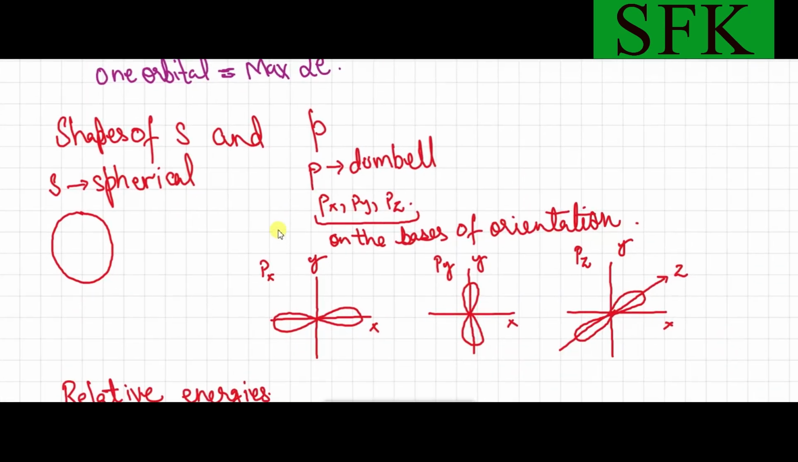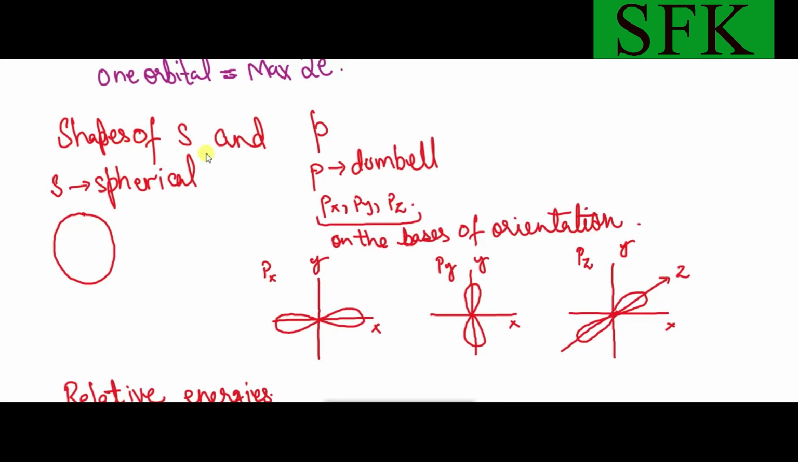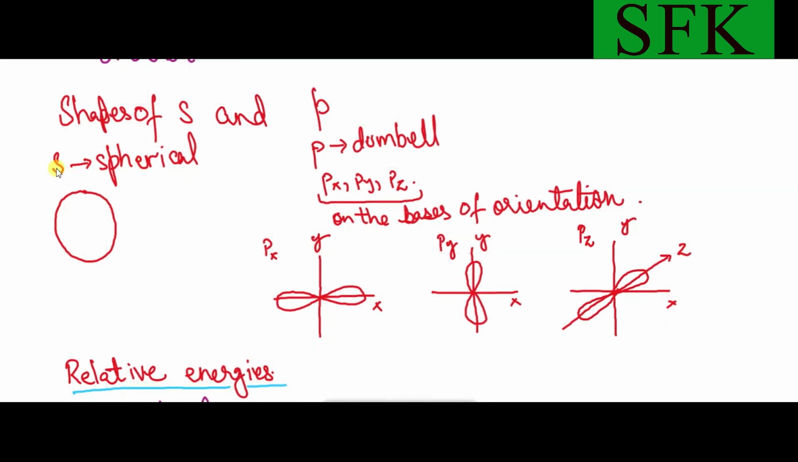Okay, now let's look at the shapes of S and P orbitals because they are in our syllabus. The S subshell is spherical in shape. So this is somewhat its structure. The P subshell is dumbbell in shape. Dumbbell is basically a structure which contains two lobes like this. The lobes are approximately equal.